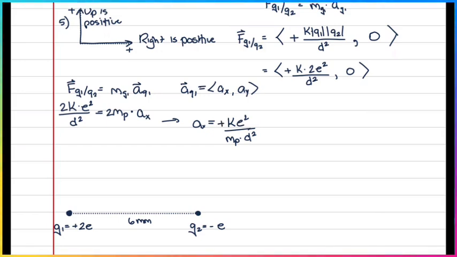And I'll make the plus explicit, right? Also to the right. So then we can plug in numbers, right? The force on Q1 from Q2. I plug in numbers. I know k, I can look up e, and d squared. I get 1.23 times 10 to the negative 23 newtons.